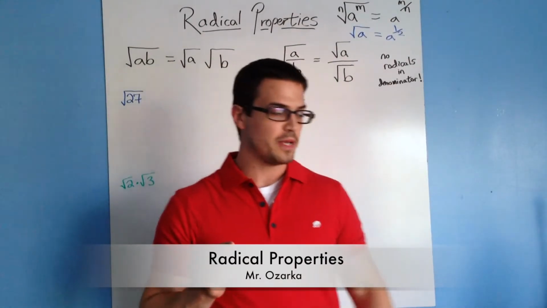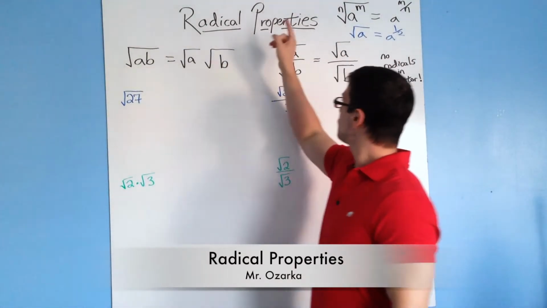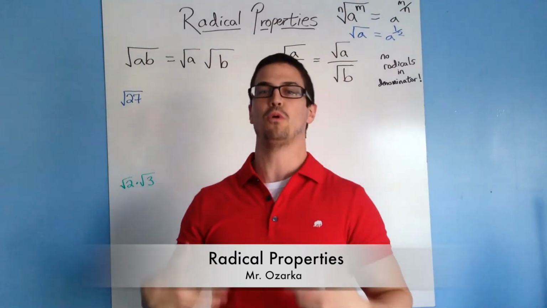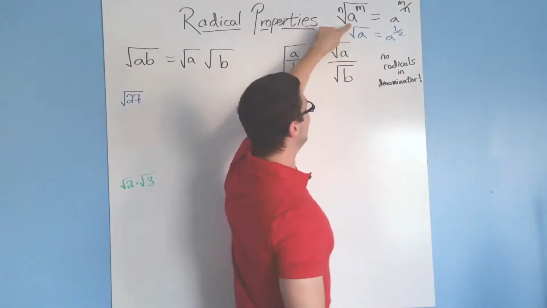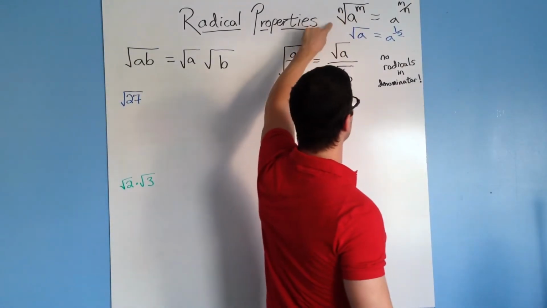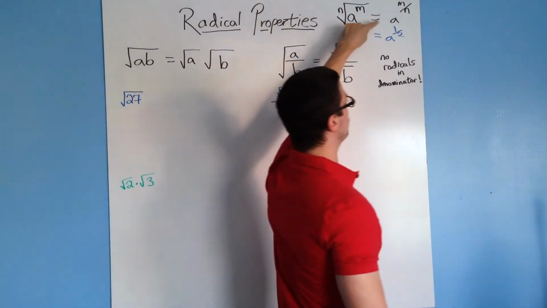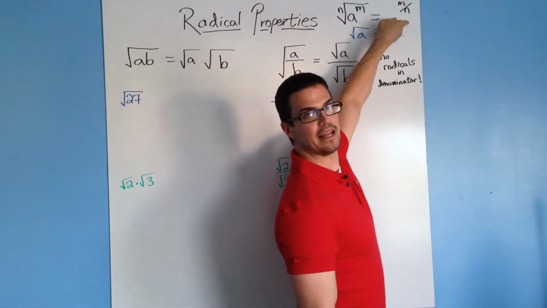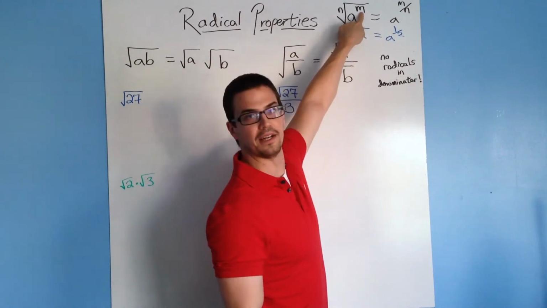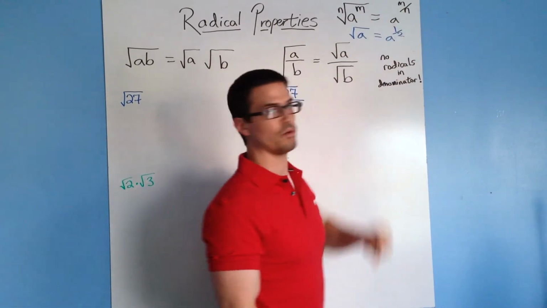Alright, so this is going to be a brief video on radical properties and kind of to relate to what we've gone over so far. So a to the m power to the root n is equal to a to the m over n. Okay, so you just take what's inside here and then you end up dividing the exponent out to get it.